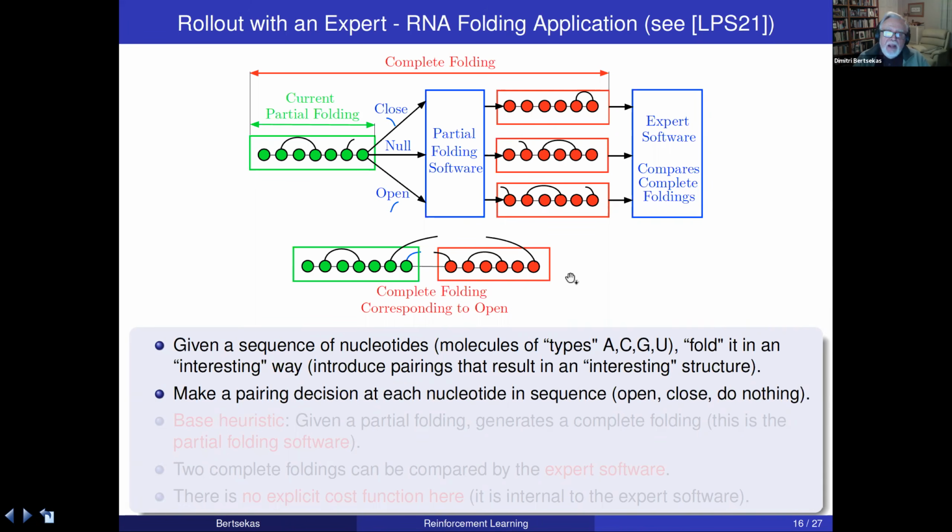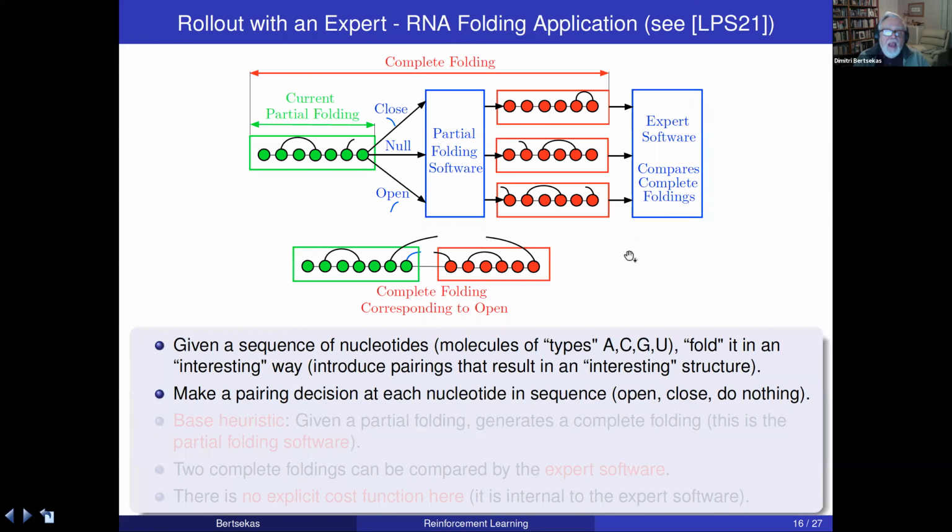And now the folding should also satisfy some constraints. One constraint that people often use is that the pairings should not cross. In other words, this arc should not cross with another arc, or another arc like that. So there are some constraints on the pairings. And what we need to do is specify for each one of these molecules whether it involves a forward pairing or a backward pairing, or it involves no pairing at all.